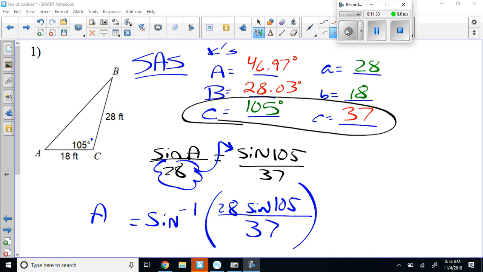Anybody? Yes. So like, I just solved B first. Is that a problem? No. You could solve for angle A, you solve for angle B. Is it gonna make a difference? What'd you get? I got 28.2? If you use your rounding, it should be the same thing.